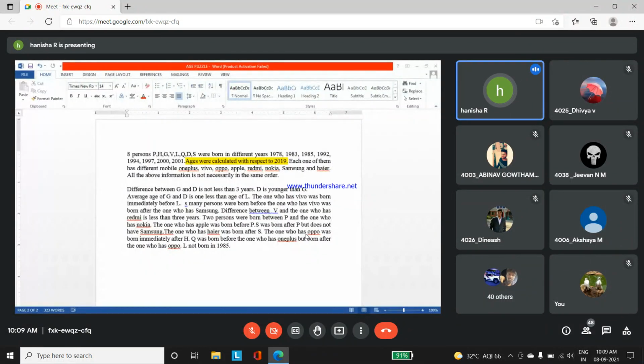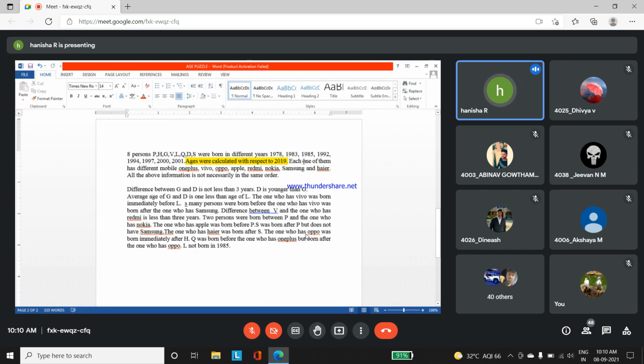So you have 8 persons sitting, born in 8 different years. Similarly, this question is similar to the previous one which I have taught you earlier. So 8 persons born in 8 different years, and their ages were calculated with respect to the year 2019. And along with this, with the person, we are going to check.